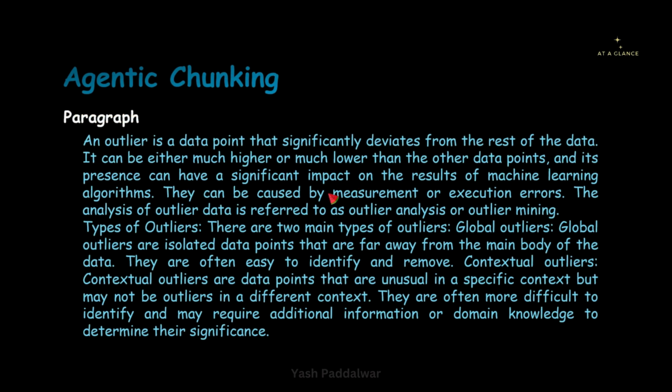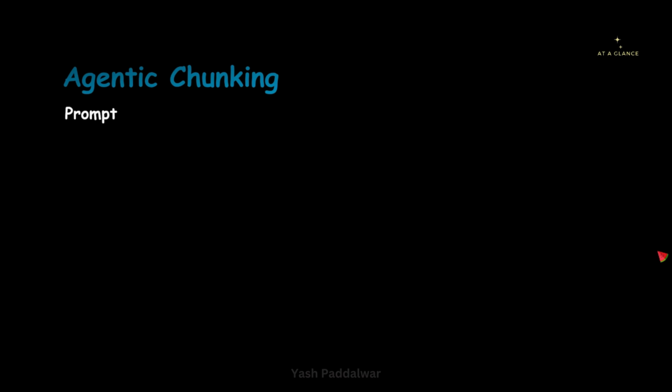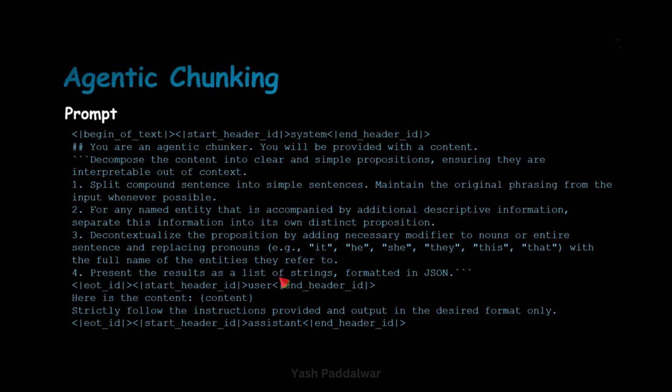You can see this is the paragraph. Here it discusses the outlier. You can pause the video and have a look at these statements. We are now going to pass this paragraph into the prompt, and we are going to send that prompt into the large language model. And we are going to use the same prompt that we earlier discussed.